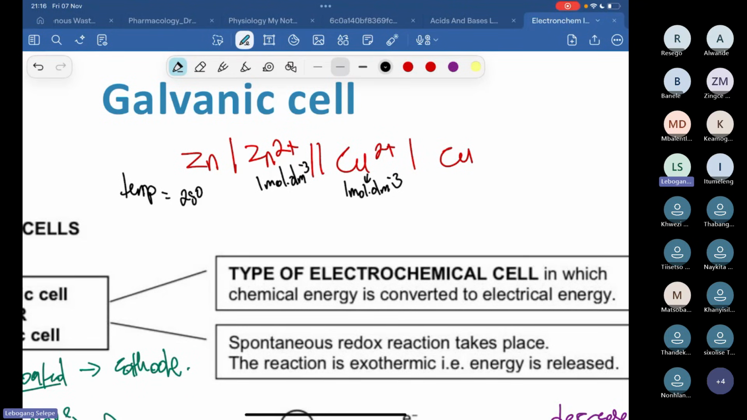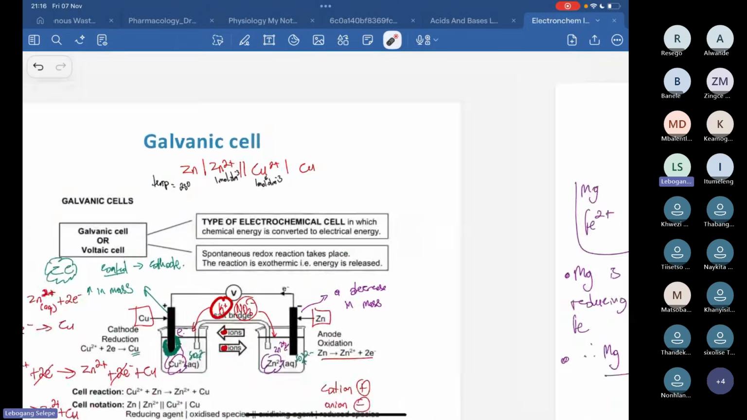There are no gases, so I can't talk about pressure. Remember, we only talk about pressure in gases, right? So I can't write that the pressure is 1 atm. The pressure of what? Which is not here, so I can't include that one.